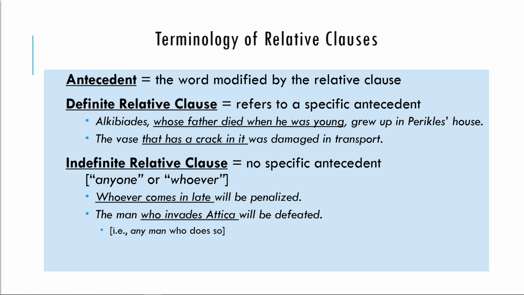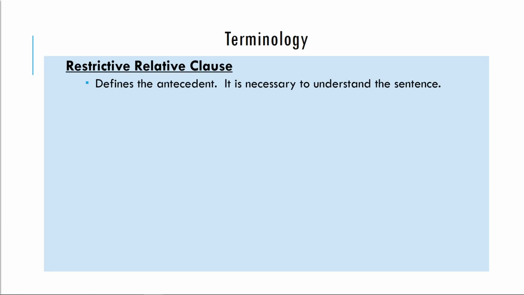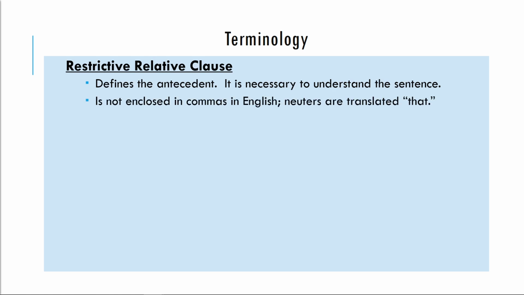The other terminology that I'm going to talk to you about, and this is more important in English than in Greek, I think, is the idea of restrictive relative clauses. If it defines the antecedent, it's necessary to understand the sentence. The reason I say it's more important in English is because in English, you do not put a restrictive clause in commas. It's not enclosed in commas. And for neuters, you use "that." So, the vase that has a crack in it was damaged in transport. We're defining which vase. So we've got a dozen vases here. Only one of them has a crack in it. It was damaged in transport. So without that phrase, this sentence doesn't mean the same thing.